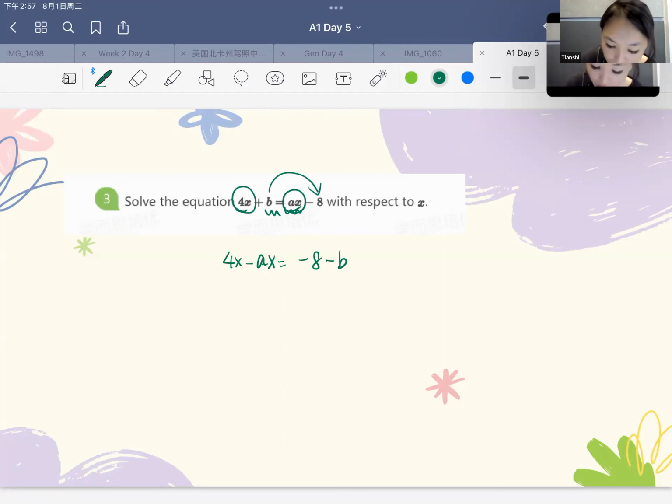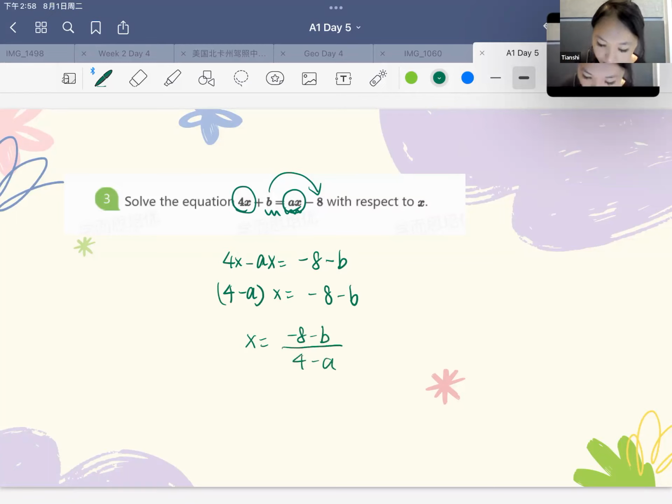And then 4x minus ax. So we can put 4 minus a in front, as the coefficient for x, equals negative 8 minus b. So here we have one equation that involves x and also parameters. So do you think that x equals negative 8 minus b divided by 4 minus a?